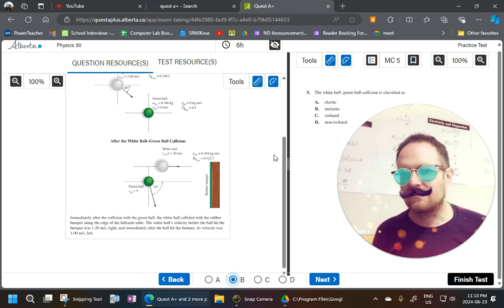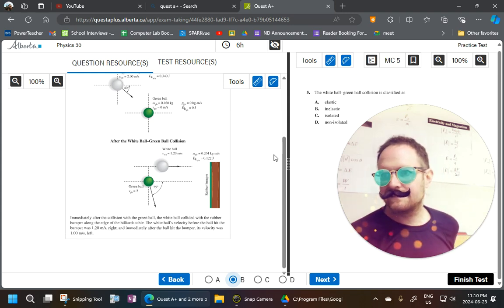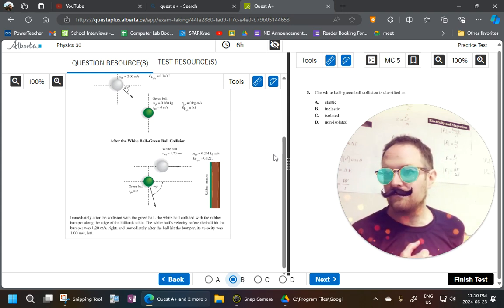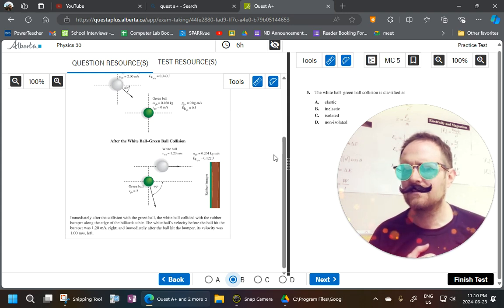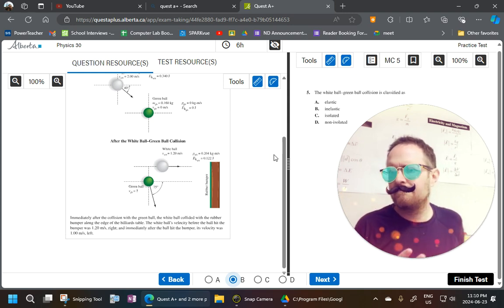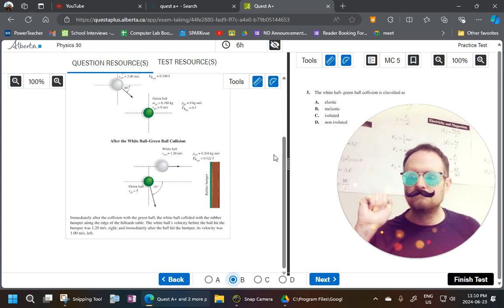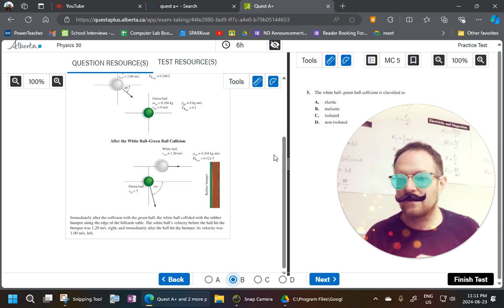Is it isolated or non-isolated? Momentum is conserved in an isolated system, but is this collision? I would say this collision is definitely an inelastic collision. I don't know if I really like this question at all, because you're supposed to say momentum is always conserved in an isolated system. But I don't know. Just maybe because that angle is not actually the right angle.